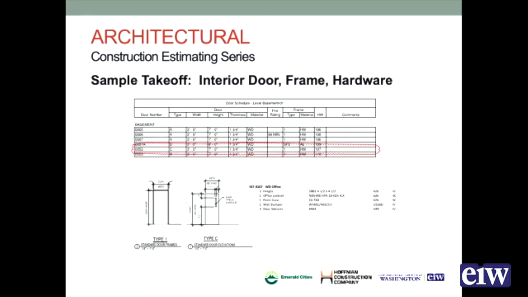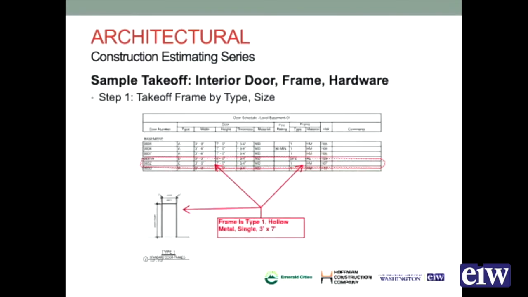And then so I've attached this with some of the details from that. So the type 1 door is just a standard frame. The type C door has a door light in it, so we need to account for the door light. And then we've got the hardware group for what hardware group 107 has in there. The first thing we're going to look at is taking off the frame. So we've got type 1 hollow metal frame, 3 foot by 7 foot, 1 each.